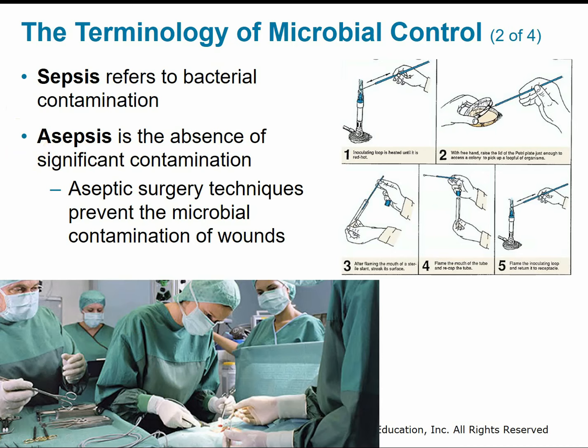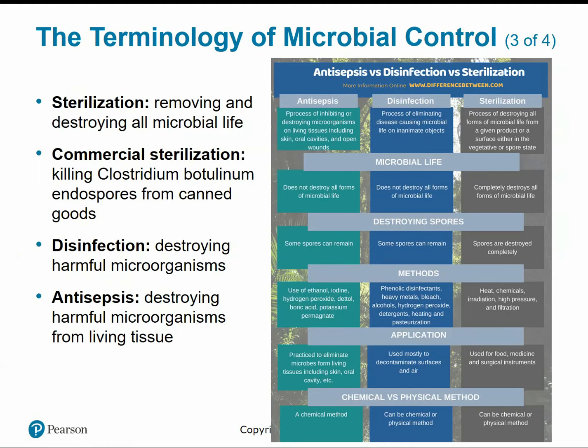So just like in lab, we practice our aseptic technique. So we don't have any cross-contamination during our lab experiments. Aseptic surgery techniques are also used to help prevent microbial contamination of open wounds in the operating room. Sterilization refers to removing and destroying all microbial life. So it completely destroys all forms of microbial life on a surface.